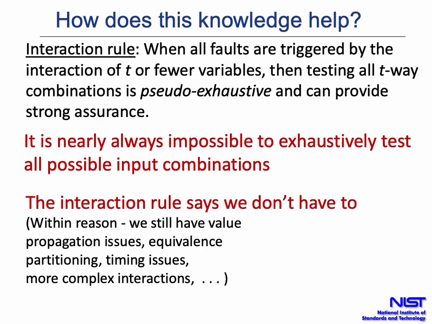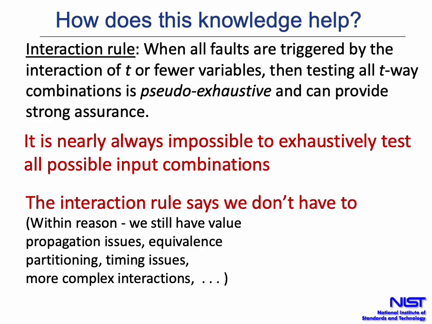So why does this matter? What is the use of the data that we've seen here? Well, what we can do is consider what conditions are involved in faults, and we arrive at what we've called the interaction rule, which says that when faults are triggered by the interaction of some small number of variables, t or fewer, then if we test all t-way combinations, we've effectively tested all of the combinations that might matter in triggering a failure. In other words, if all failures involve t or fewer variables, then we would not need to look at higher strength interactions.